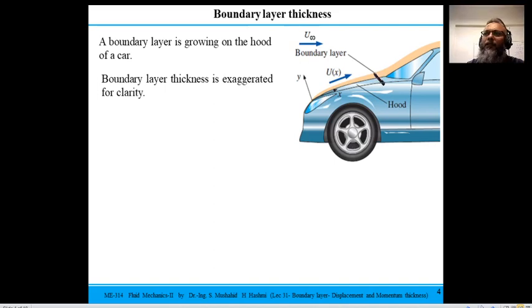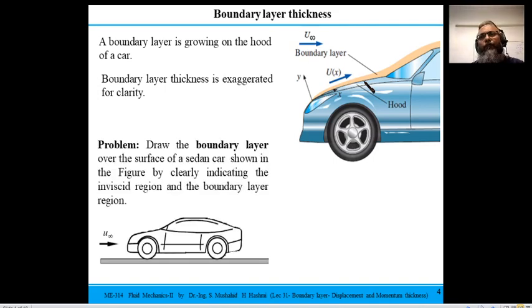So this thickness is actually very small in magnitude, but here in this picture it is shown quite big in thickness. In reality it is a very small thickness, just shown so for the sake of clarity.